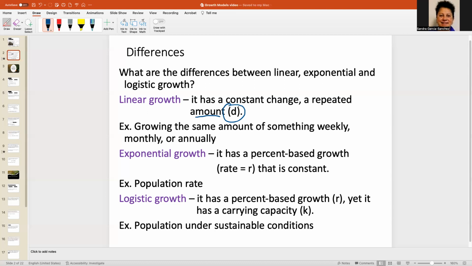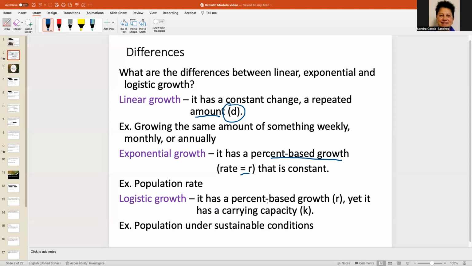And we are going to see some examples about this. For example, growing the same amount of something weekly, monthly, or annually. So it's a constant repeated amount. That's why it's a linear growth. The exponential growth has a percent-based growth, and that's what we call the rate, which is R. So you will see in the problem a percentage, like the population rate.